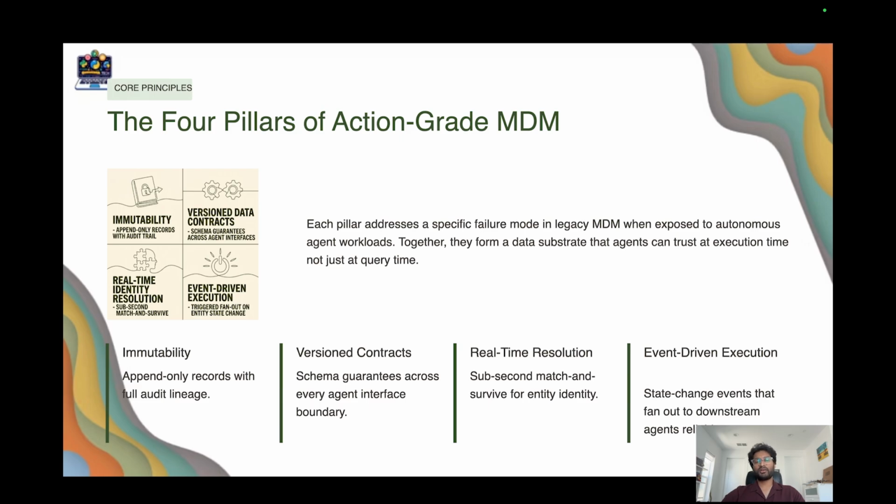Immutability. Stop overwriting records. Append. Keep the full history so you can always reconstruct exactly what the agent saw at the moment it decided. When something goes wrong, and it will, you need that lineage. Version contracts. Every point where an agent reads your data is an interface, and interfaces need contracts: schema, allowed values, freshness guarantees, all explicit, all versioned.